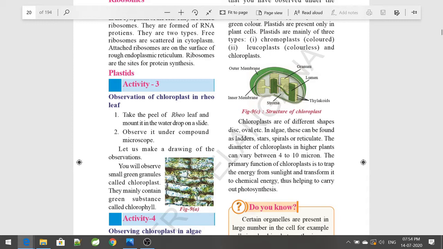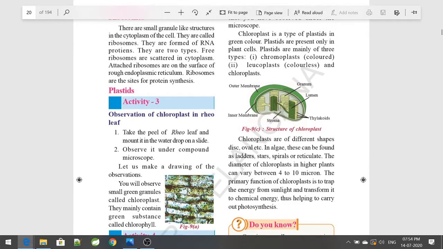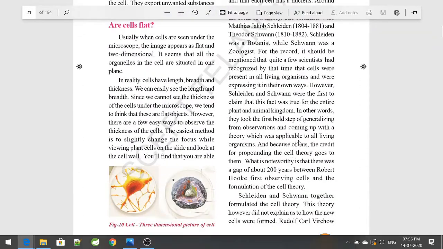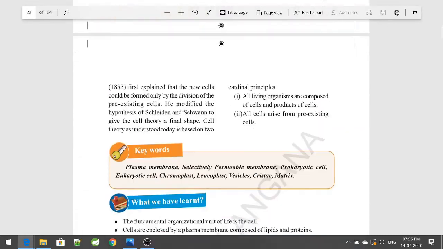By cutting the chloroplast into two, we can see the inner structure of the chloroplast: the outer membrane, the inner membrane, the stroma, and these are called thylakoids. This is the lumen, and this is the granum. All together it is called the thylakoid. Each one is called the lumen, and this one is called the granum. This is the structure of the chloroplast.